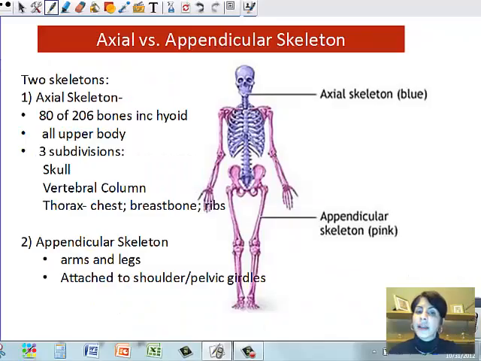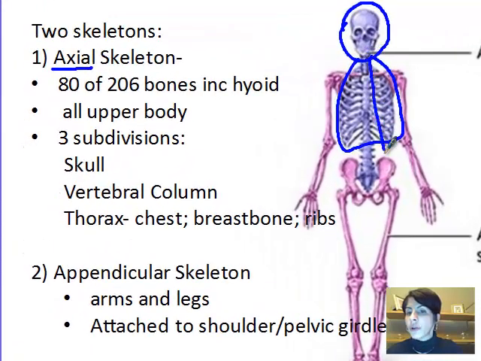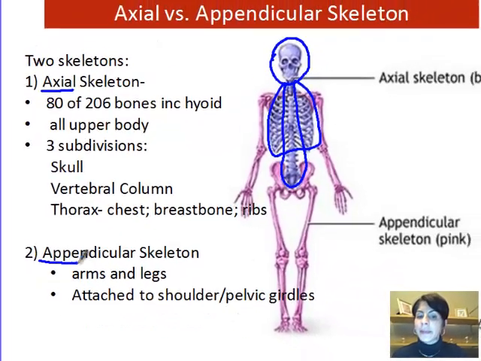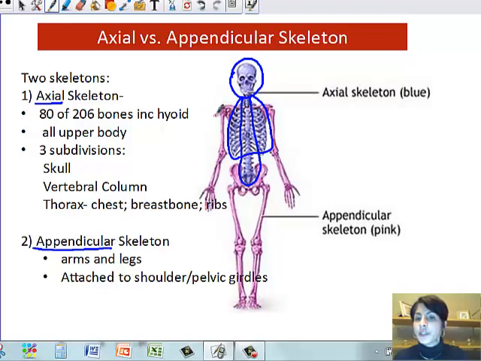Your skeleton is made out of 2 subskeleton regions. The very first one is the axial skeleton. These are about 80 of the 206 bones in your body, including your hyoid, and they're all upper body bones. The 3 subdivisions of your axial skeleton include your skull, your thoracic cage, and your vertebral column. The second skeleton is the appendicular skeleton. These include your arms and legs and the attachment places for those appendages.